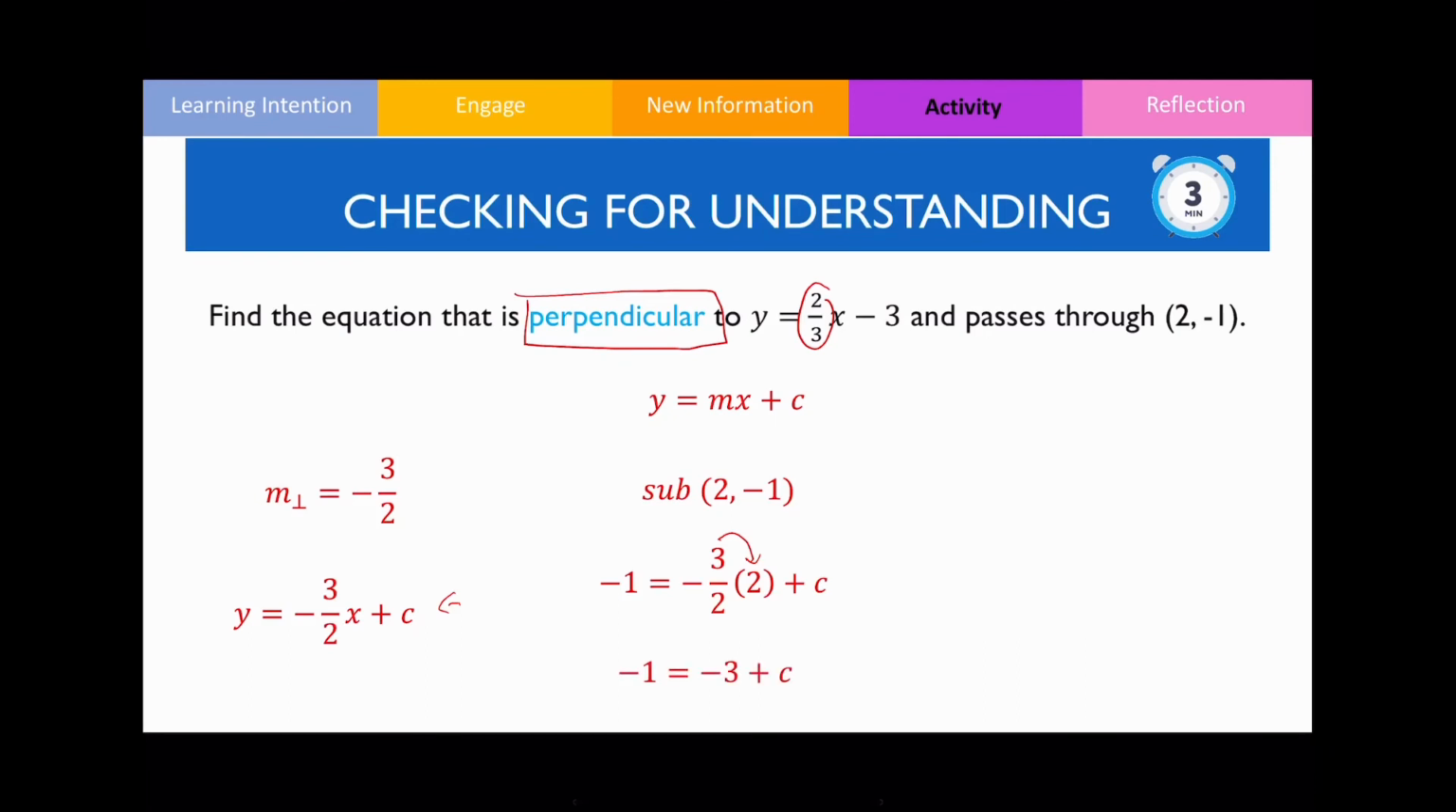So now I'm going to solve for c by adding 3 to both sides of the equation. If I did this, this will cancel each other out. So therefore, c is going to equal negative 1 plus 3, which is equal to positive 2. I made a mistake there. And therefore, your final answer is going to be this with a positive 2 as well.